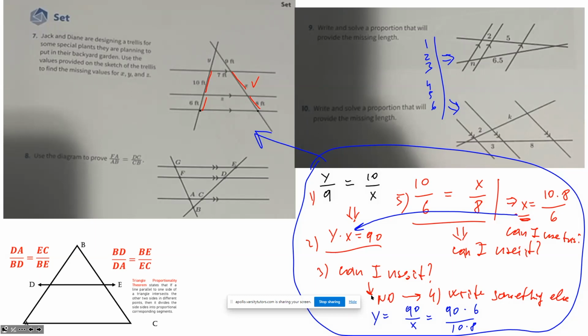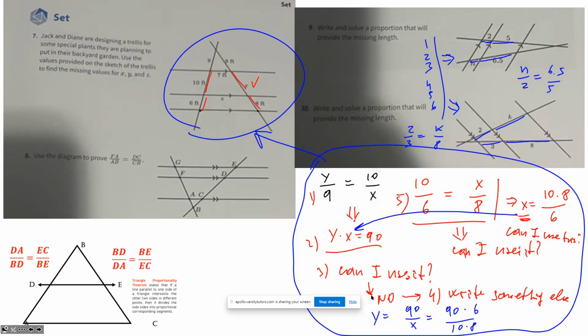And again, right now we know what to do. I can write, for example, using these sides, n over 2 will be equal to 6.5 over 5. And that's actually an easier situation. I can get n immediately. And here I can use exactly the same proportion. 2 over 3 equals k over 8. Again, simple. So this problem turns out to be the most complex out of all these problems.